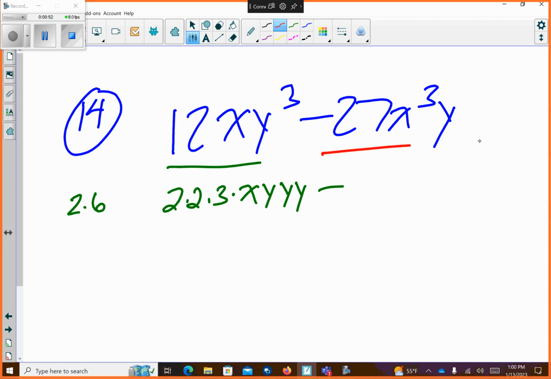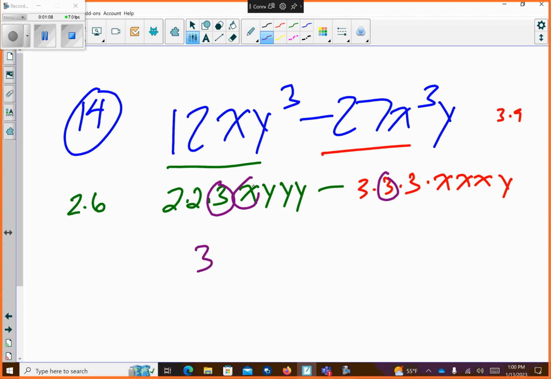And then let's take a look at this one. 27 is 3 times 9, and 9 is 3 times 3. And then we have the x's and a single y. So when we take a look at it, we can take a 3, an x, and a y out of each side. A 3 and an x and a y. Is that it? I guess so.